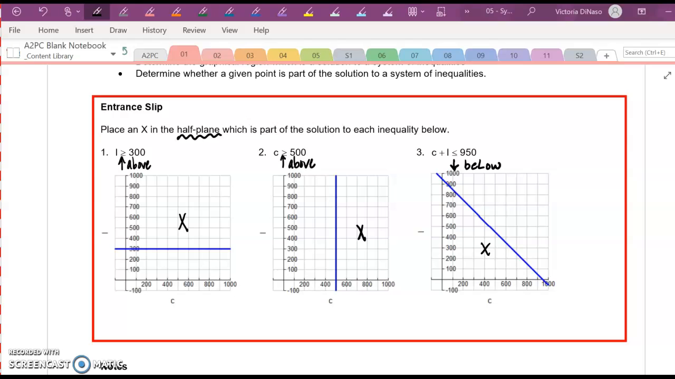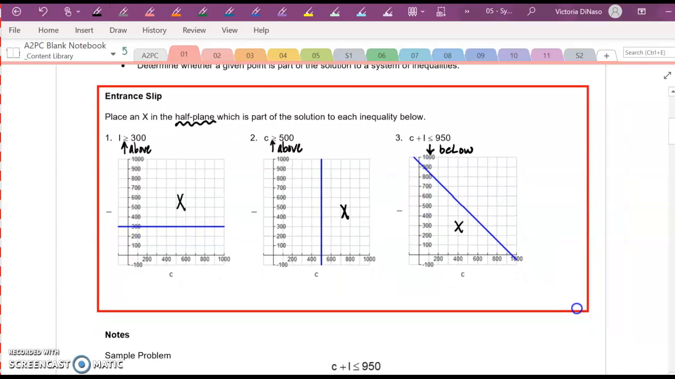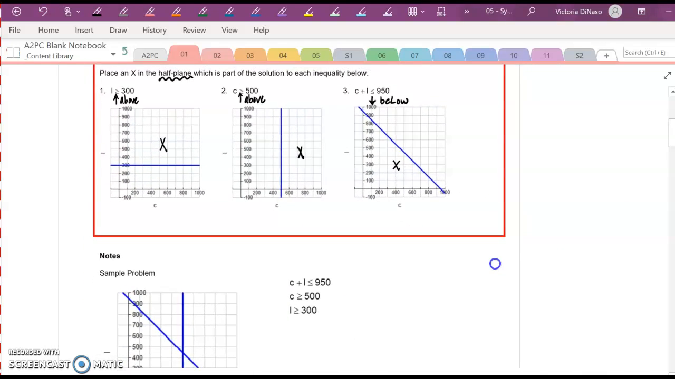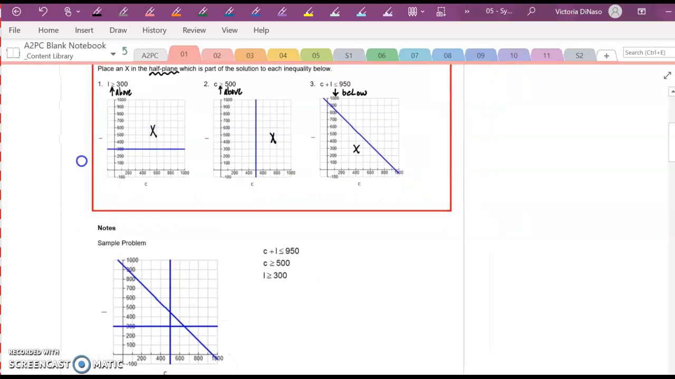So for number 1, we're shading above this line, so we put an X in this region. For number 2, we're also shading above the line, or since we have this line going through the x-axis, or the c-axis in this case, shading above means shading in the positive direction. The positive direction is to the right-hand side of this line. And then finally, in number 3, we're going to be shading below this line because of the less than or equal to symbol.